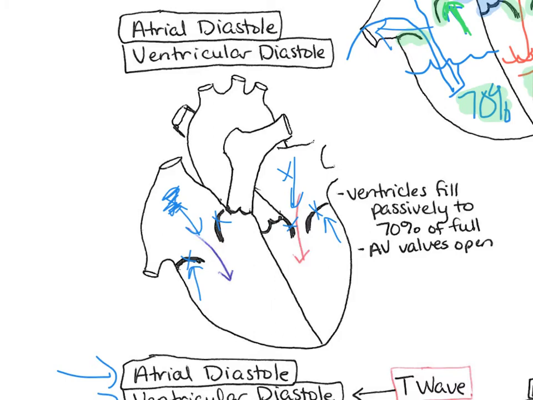We've got blood coming in through the superior vena cava and the inferior vena cava and going down into the right ventricle. And we have blood coming in through the pulmonary veins into the left atrium, and then that blood is going through that open mitral valve and filling up the ventricle. So we have this passive filling. Atria aren't contracting, everything's at rest, everything's relaxing, and blood is just flowing passively into the ventricles. And that's where we started.